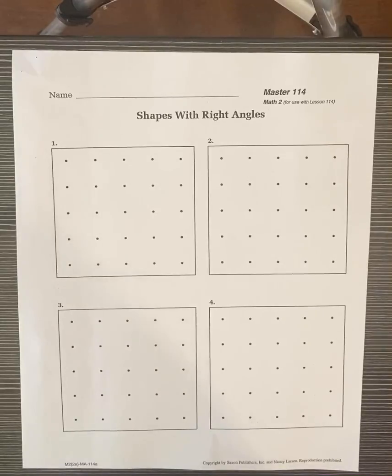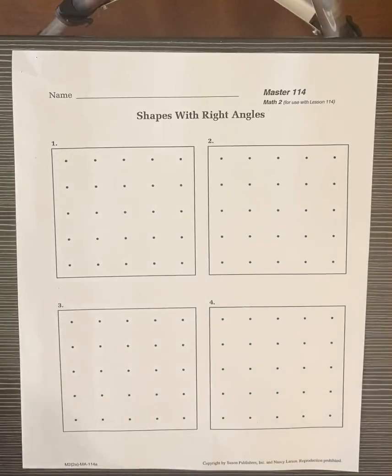Now, today we're going to be talking about right angles, and I will be posting a little video about right angles on Dojo to watch. And we're going to be talking about different shapes that have right angles. Now, a right angle is where two sides meet at 90 degrees, or it's kind of like the perfect corner.